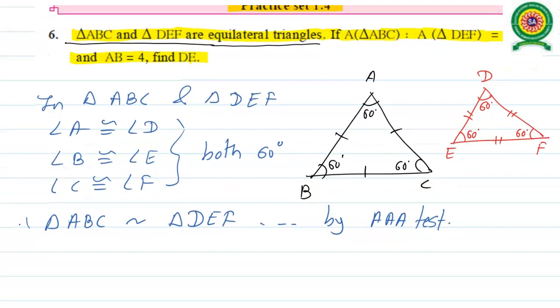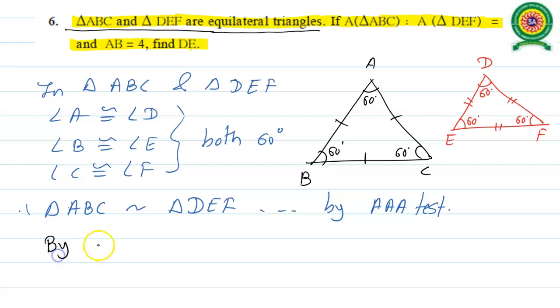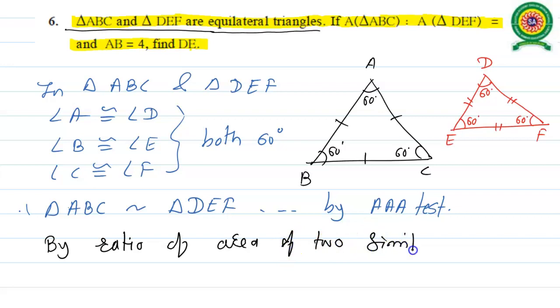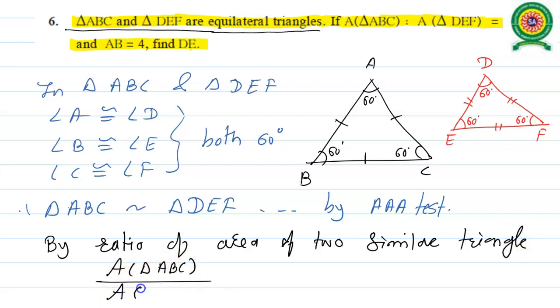Now that the given two triangles are similar, we can write by the property of the ratio of areas of two similar triangles: area of triangle ABC divided by area of triangle DEF equals the ratio of squares of their corresponding sides. Now we have given AB and we have to evaluate DE. AB corresponds to DE, so I am writing AB square divided by DE square.